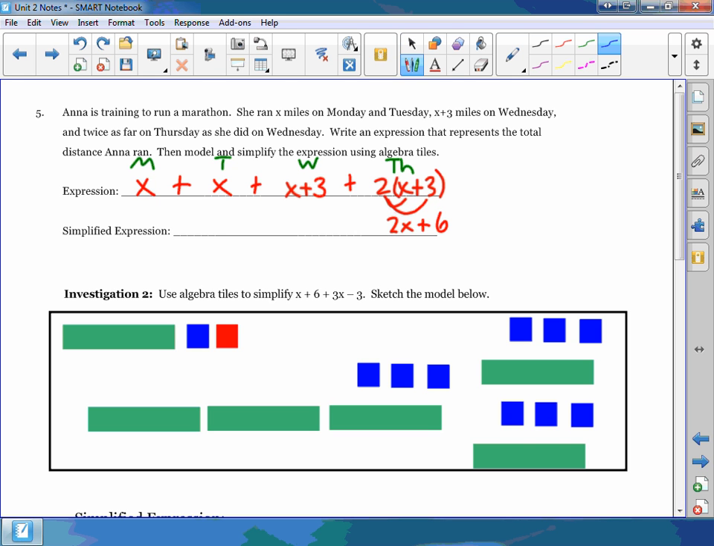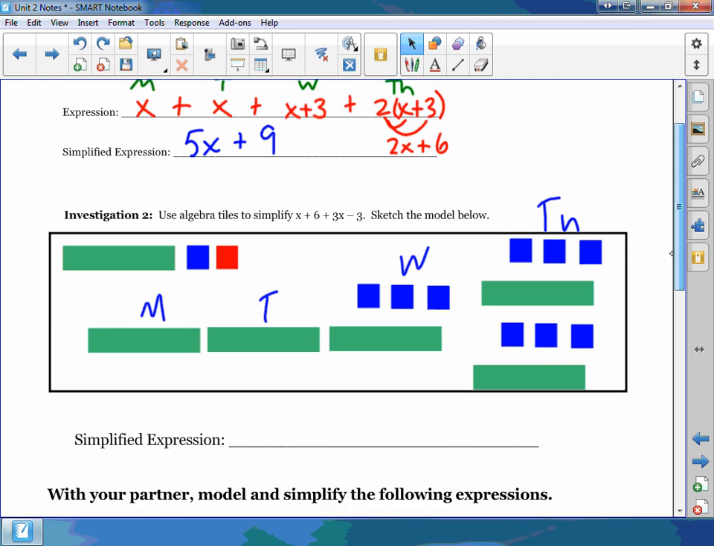Okay? Monday, Tuesday, Wednesday, Thursday. And you put all of that together, you're going to see that you end up with 5 of these X's, 5 green tiles, 5X. And your singles, 1, 2, 3, 4, 5, 6, 7, 8, 9 of these singles. So your expression ends up being 5X plus 9.